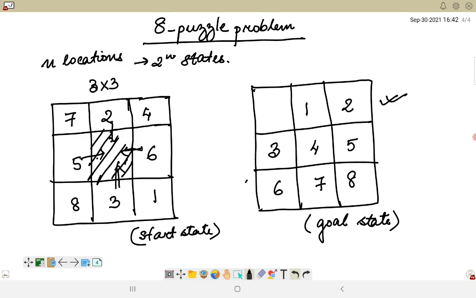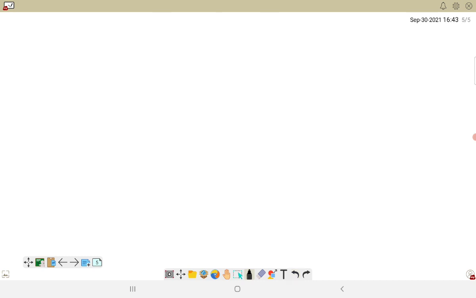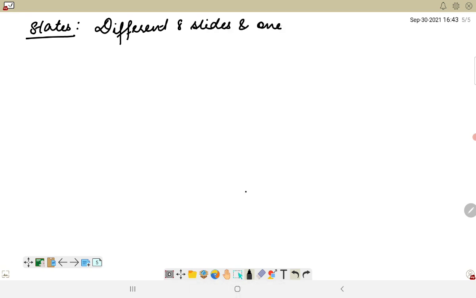Now let us represent this in a well-defined problem format. So when I'm considering a well-defined problem format, let us first represent the states. Basically, it is a state description which specifies the location of each of the 8 tiles and a blank in one of the 9 squares. So we can simply write that there are different 8 tiles and one blank space in between.